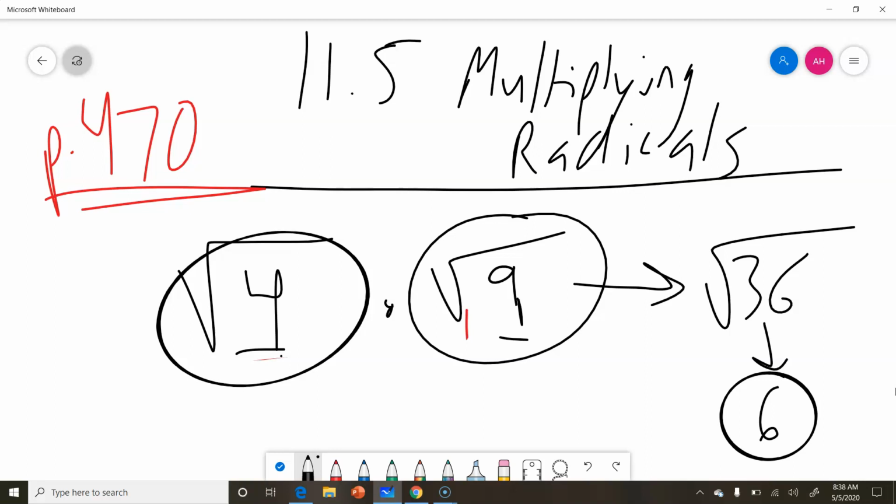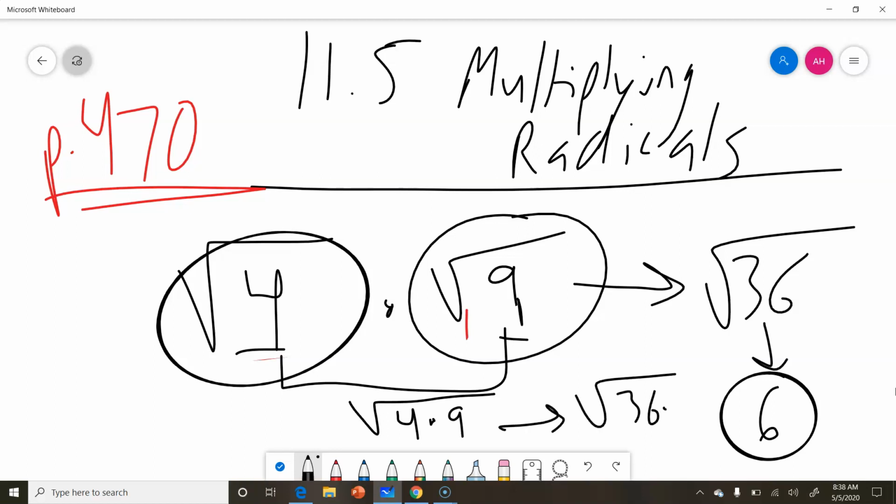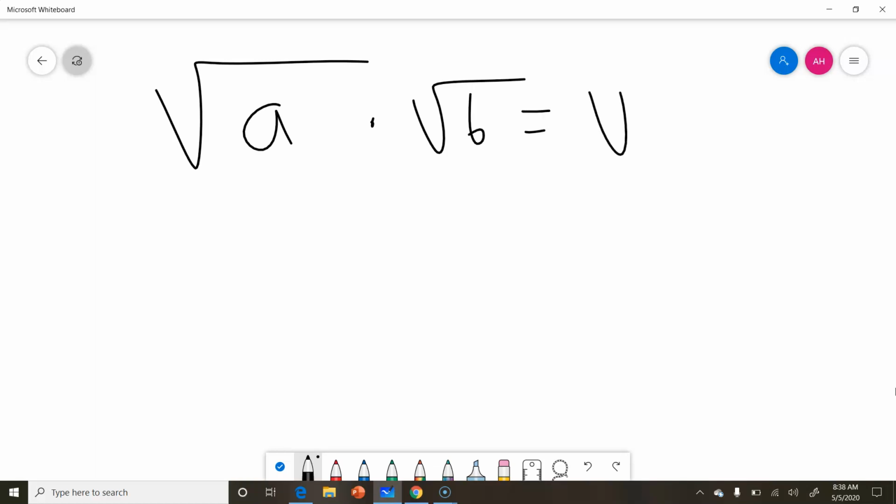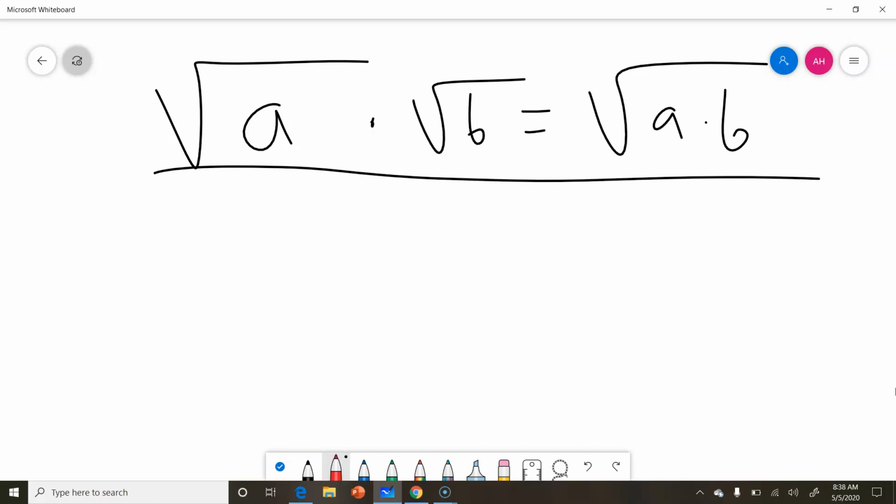The way we would rewrite this if we want to multiply is the square root of 4 times 9. And that leads to the square root of 36, which then leads to the answer of 6. We can do it either way. It doesn't really matter. So let's see when they give us one that's a little harder. Here's our rule, just so you know: the square root of A times the square root of B is equal to the square root of A times B. If you want to write that down, it's very important. So let's see one of these in practice.